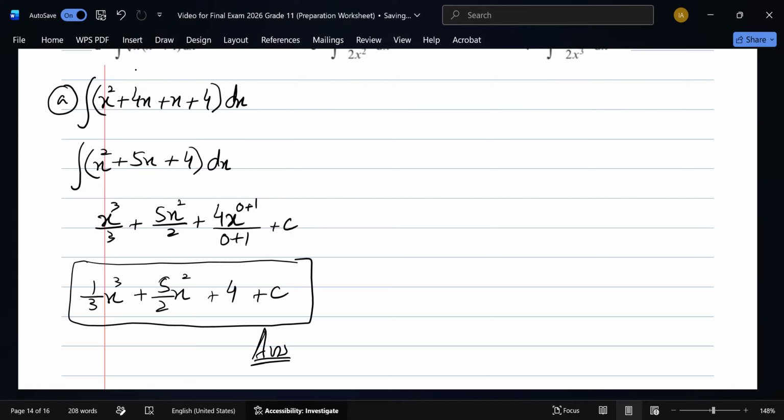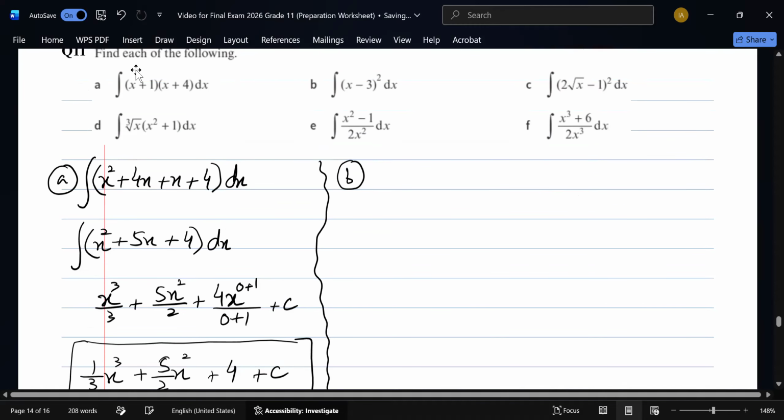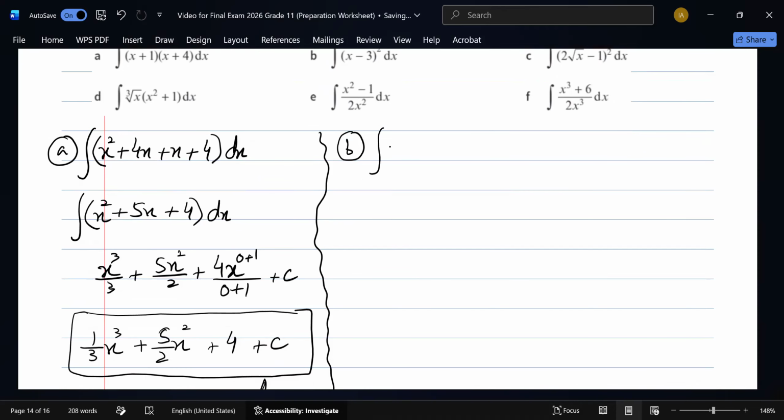Okay, let's take on the next part. In part B, they said x minus 3 whole square. Now, in this case, we have two options to integrate. First option is we apply the bracket integration.